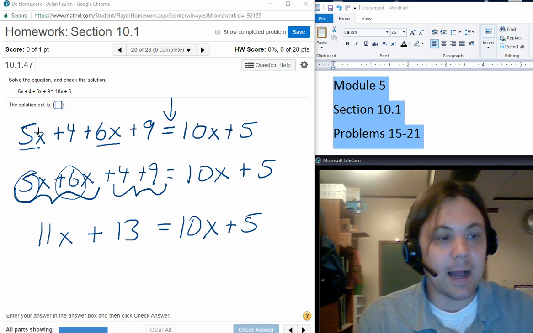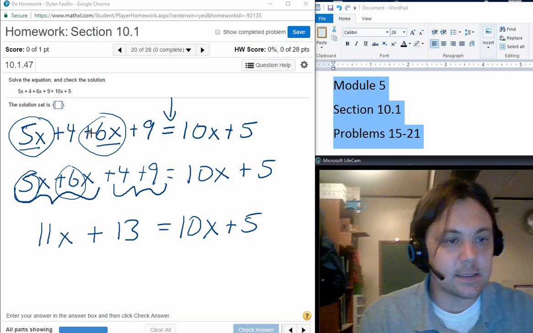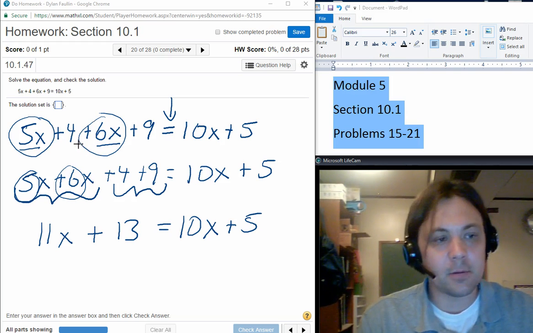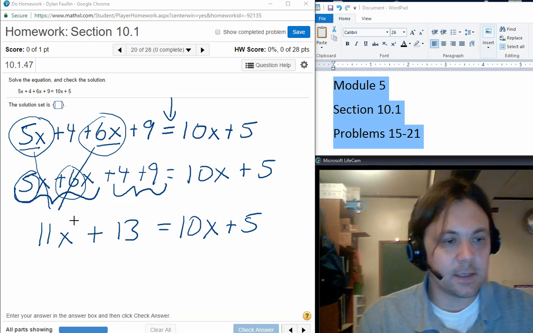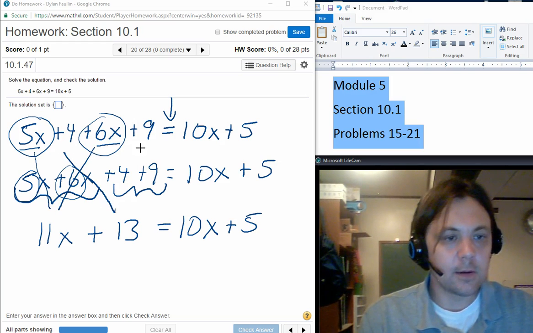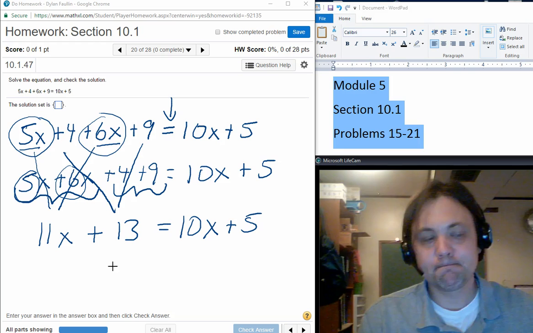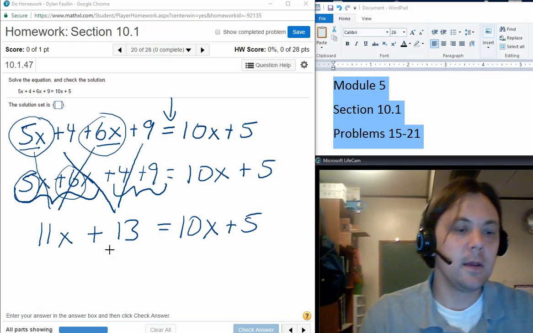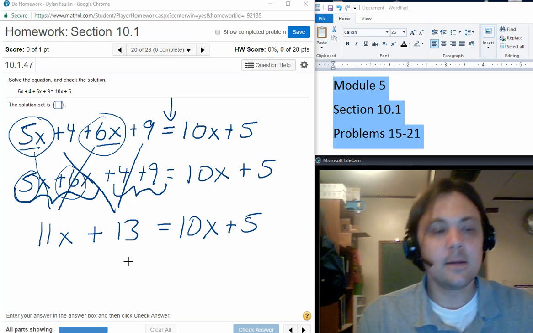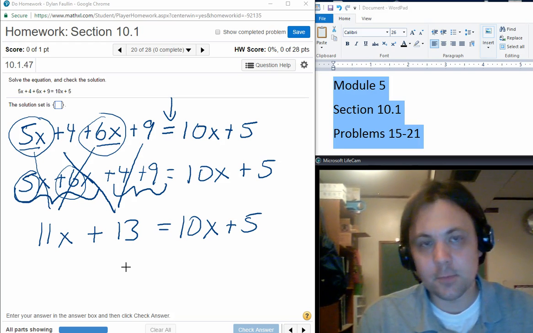You can just combine the 5x and the 6x together. Don't worry about that plus 4. Just move it out of the way. Right. So 5x and 6x gives me 11x. 4 plus 9 gives me the 13. Right. And you can skip this middle step of rearranging the terms. Once you've done that, it's exactly like the problems we've already done previously.